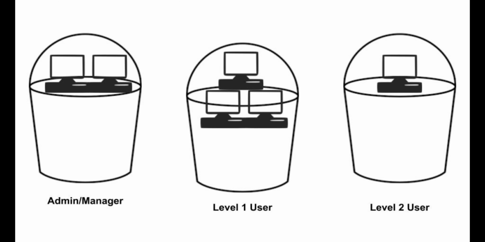So for example, you have an admin bucket and you might have two computers in that bucket, and all of those computers are assigned the same permissions. Same thing with level 1 users. They are all underneath one bucket called level 1 user, and all of the permissions that are assigned to that bucket are then applied to those computers.